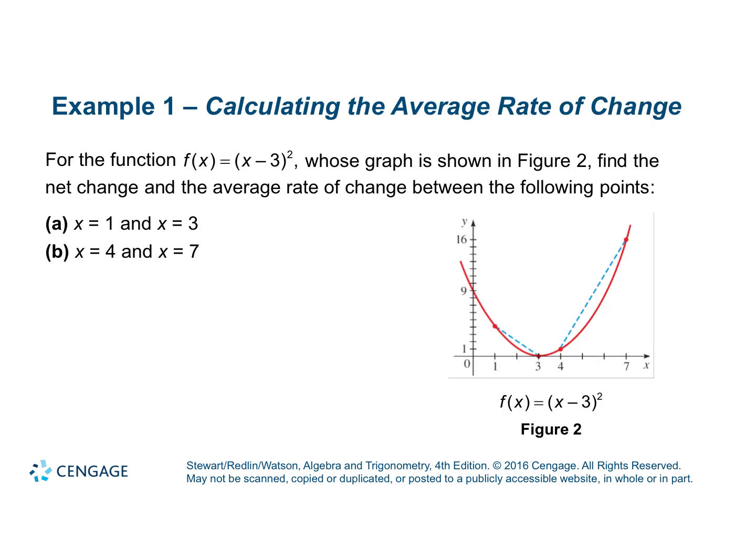So example 1, for the function f of x equals x minus 3 squared, whose graph is shown in figure 2, find the net change in the average rate of change between the following points. We have x equals 1 and x equals 3. So let's look at where those points are. Right here is 1, so that's 1, 2, 3, 4. So we have (1, 4). And then for 3, it's going to be (3, 0).